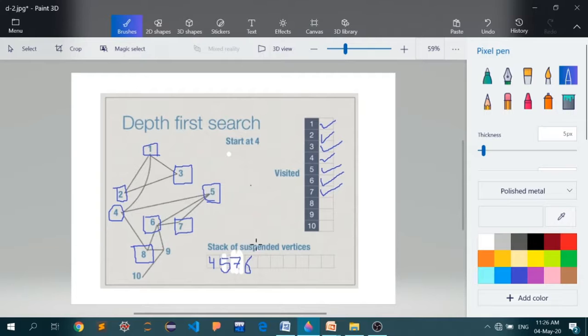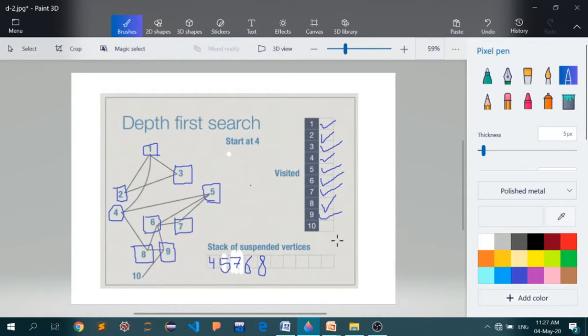Now for this particular 8, let me mark it as visited. Now this 8 has the neighbors 4, which is visited, 6, which is visited, and 9, which has not been visited yet. So we have only one option left. So I will go to 9 first and suspend the exploration of 8. So I will push that 8 onto the stack and I will mark 9 as visited.